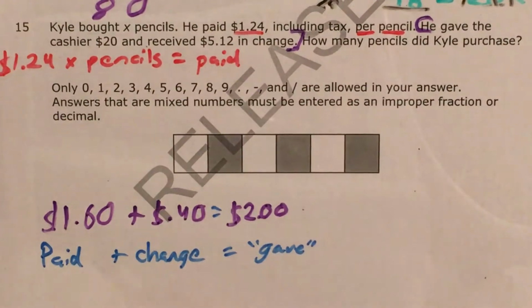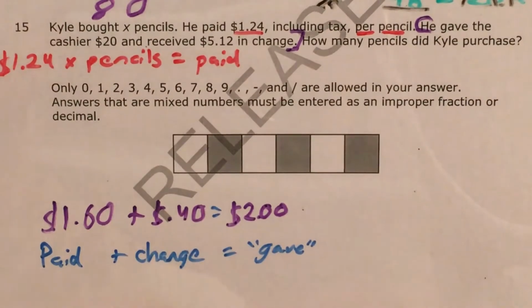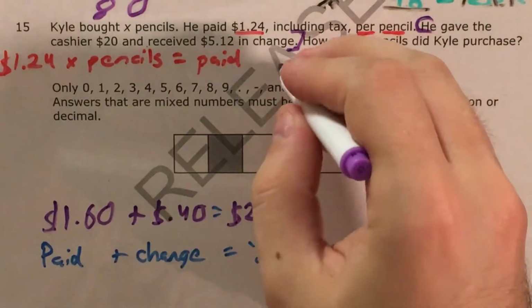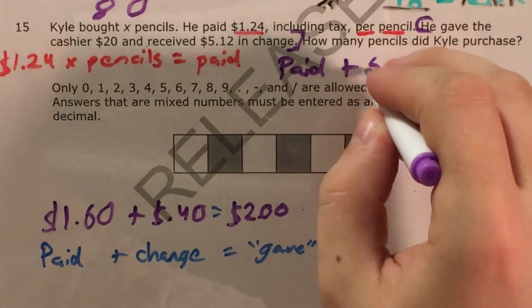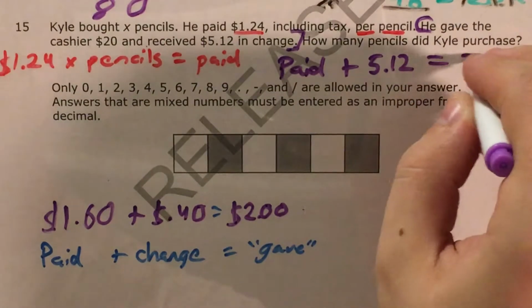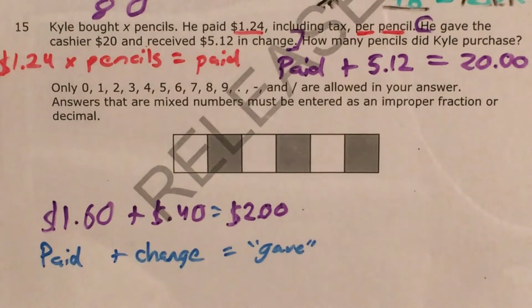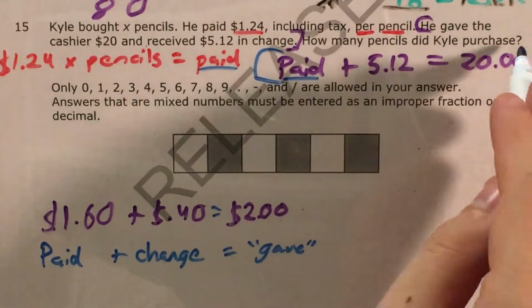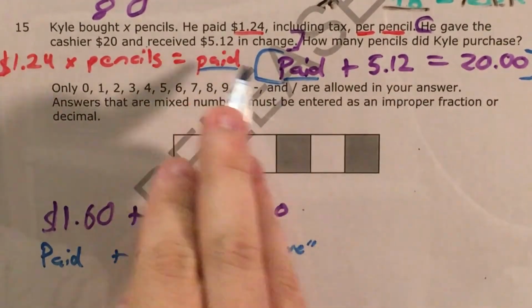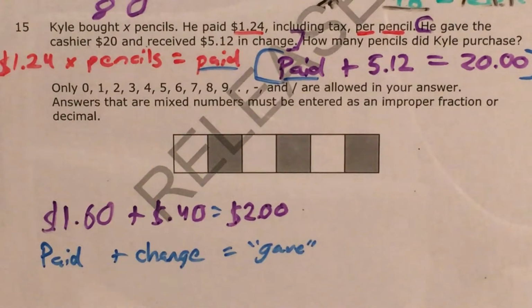Whether it's that I paid $1.60 for a $2 item and got 40 cents in change, or whether it's the situation up here, to use this sentence once again, where he paid some amount of money, got $5.12 in change, and we know he paid 20 even. Now it's at this point that we have two number sentences. We have two things we don't know, but we can use this sentence first to find out how much money Kyle paid. Once we know how much he paid, we can go ahead and use that to figure out how many pencils he got.